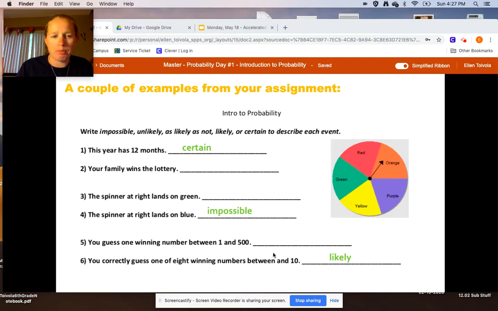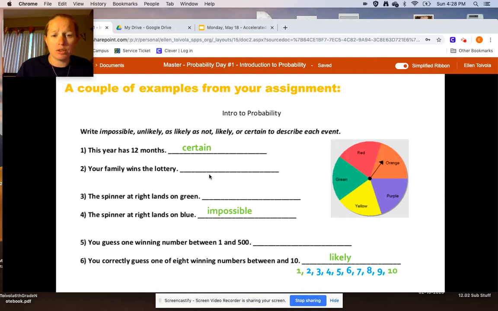I will try to fix your copy. You correctly guess one of 8 winning numbers between 1 and 10. It is likely that you will pick that. And here's what this really means. I wrote out the numbers between 1 and 10. 1, 2, 3, 4, 5, 6, 7, 8, 9, and 10. Every blue number is a winner. So if these numbers were randomly in a bag and you closed your eyes and you picked out a number, right? Of the 10, 8 of those choices would win you a prize. So you are likely to win a prize because there are only 2 numbers where you would be a loser, where you wouldn't win the prize. And there'd be 8 numbers where you'd be a winner and you would win the prize. So it is very likely.